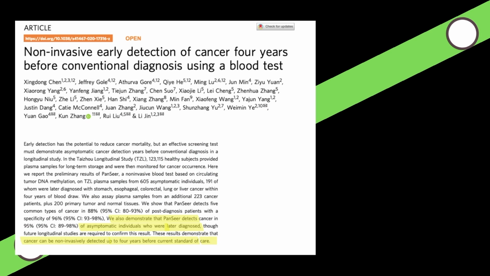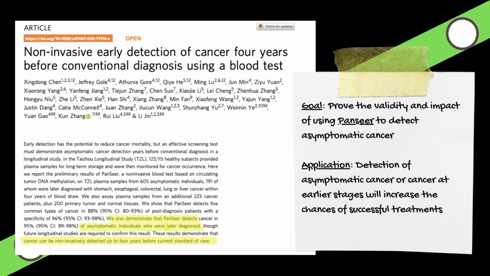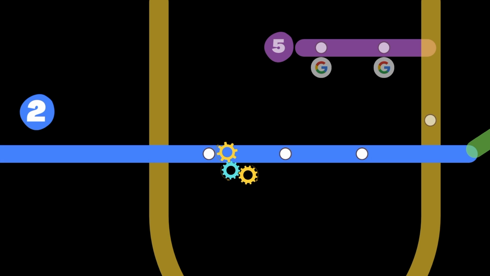Now let's explore the example article I've chosen for today, called Non-Invasive Early Detection of Cancer 4 Years Before Conventional Diagnoses Using Blood Tests. The goal of this article was to prove that the researchers' new technology called pan-SEER was valid and impactful for detecting asymptomatic cancer. The application was pan-SEER technology can be used to detect asymptomatic cancer or cancer at early stages, and in turn hopefully increase the chances of successful treatments and cancer survival rate.